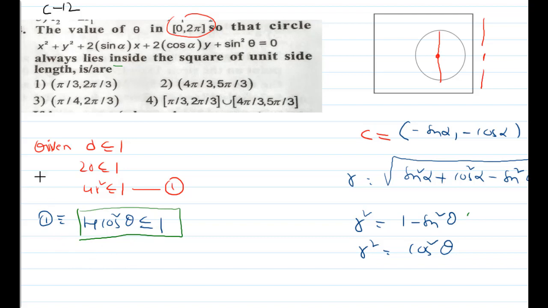So I can write this as 2 into mod cos theta is lesser than or equal to 1, or mod cos theta is lesser than or equal to half. We just need to draw the graph of cos theta. After that you can identify the values of theta, mod cos theta lesser than or equal to half.